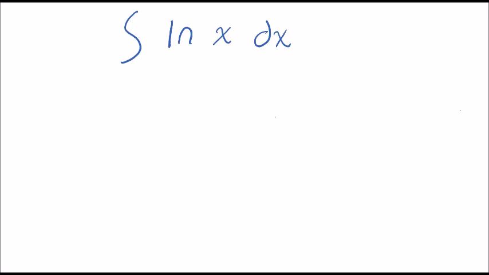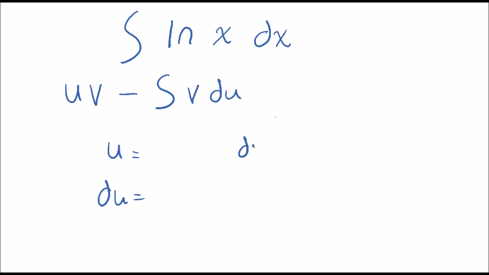Alright, let's take a look at some examples of integration by parts. So this first example, we want to take the integral of the ln of x dx. First you have to know that integration by parts is given by that formula: u times v minus the integral of v du. So we have to identify some things from our function here.